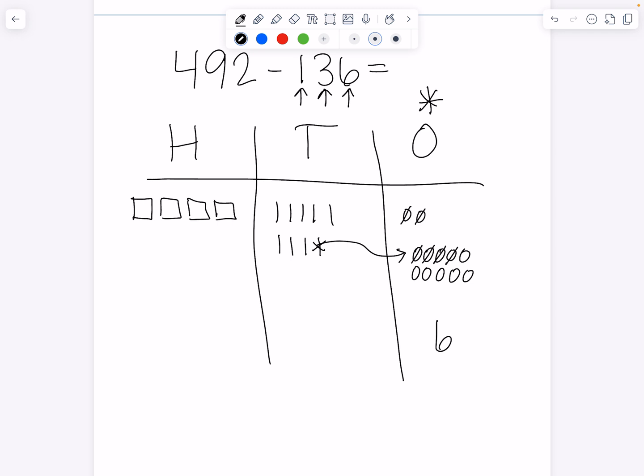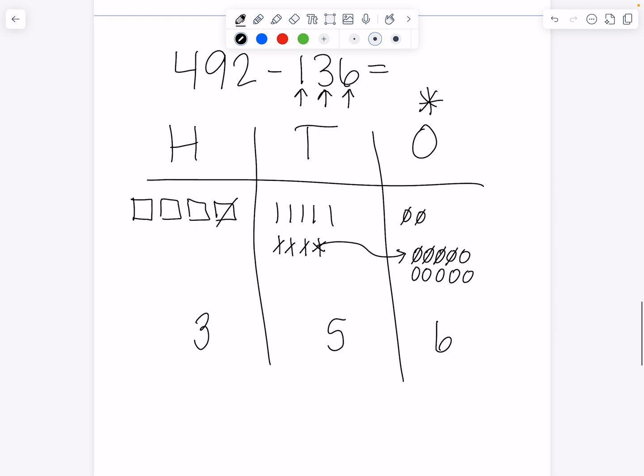Okay, look in my tens place. Can I take away 3? Yep, I've got enough to take away 3. Let's cross out 3. 1, 2, 3. How many were left after I took away those 3? 5. All right, and in my hundreds place, I have to take away 1 of those hundreds blocks. And how many are left after I did that?